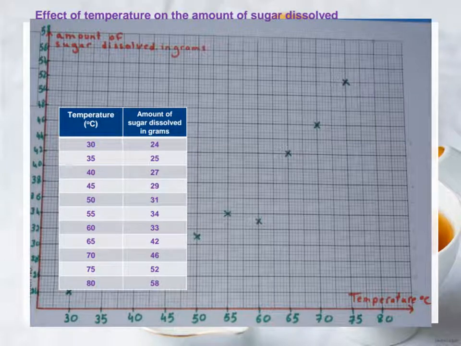Right now, at 75 degrees Celsius, the maximum amount of sugar dissolved is 52 grams. So it's 75. I'll go up until reaching 52. So it's 52 and 75. I'll put an X.